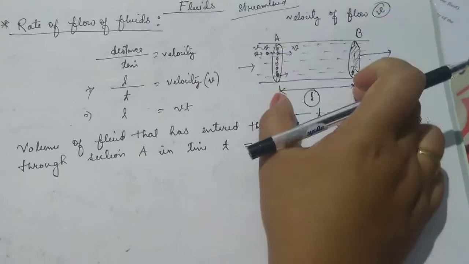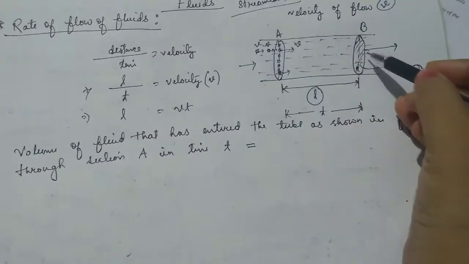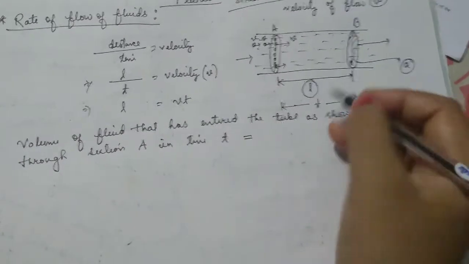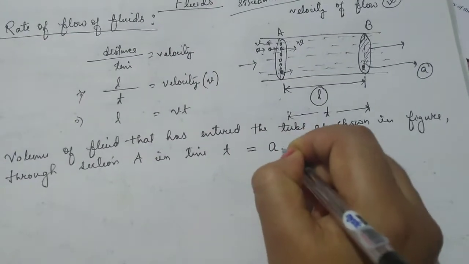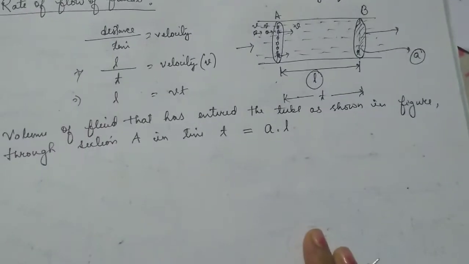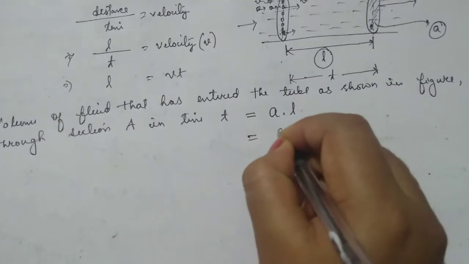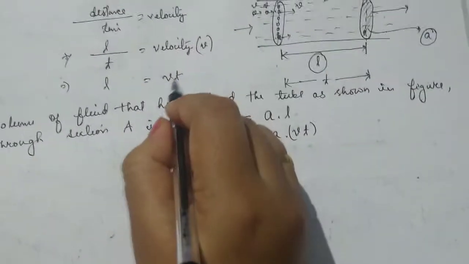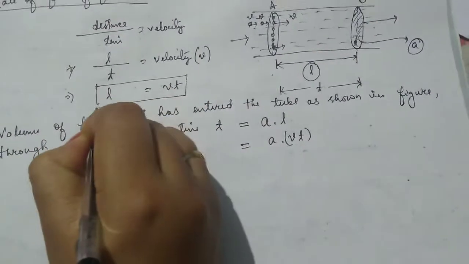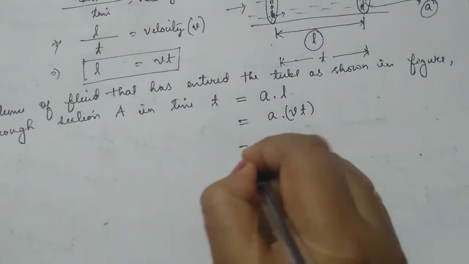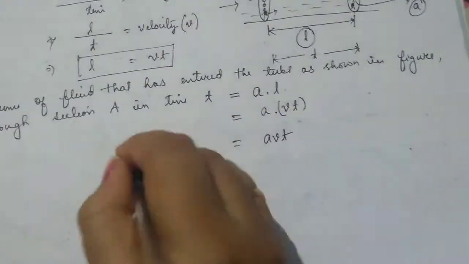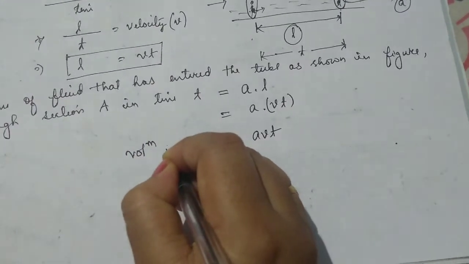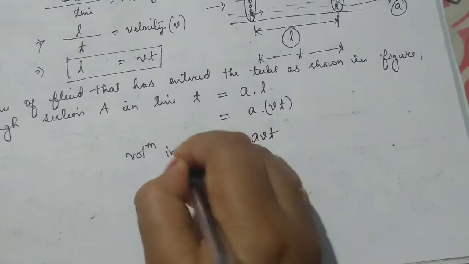Now if I ask you what is the volume of this region, then what will that be? Area is how much? A. And what is the distance? L. So volume is A into L. Now A is fine. L means what? V into T, that we have already obtained here, isn't it? So that means A, V and T. So this is the volume that has entered in time T.